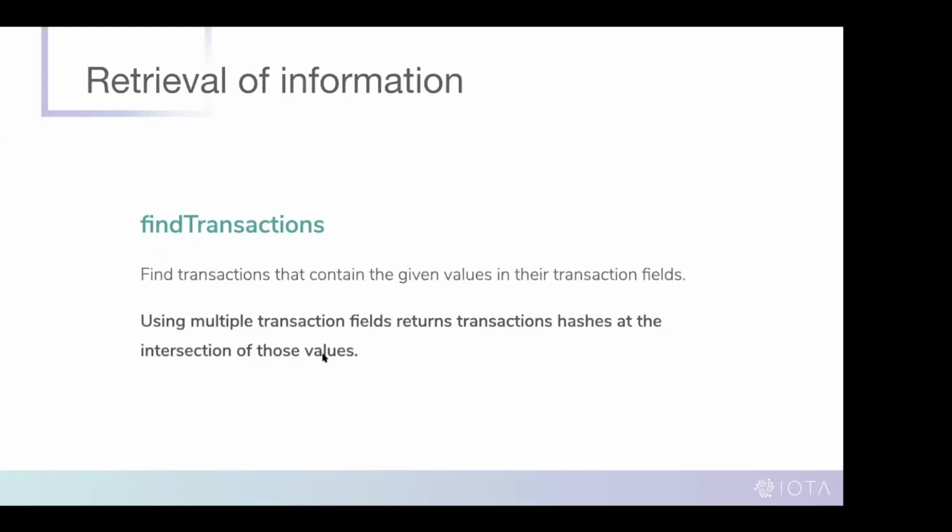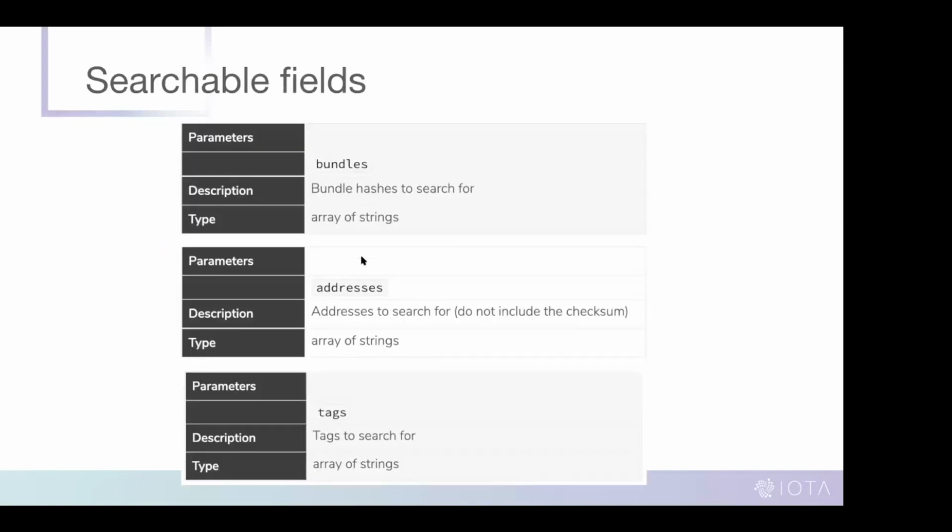So in terms of how you retrieve the information, there's a simple call called find transactions on the node software, and the various clients have different ways of fetching, but they all have that as a basic functionality. And you can fetch various fields. You can search various fields on the network.